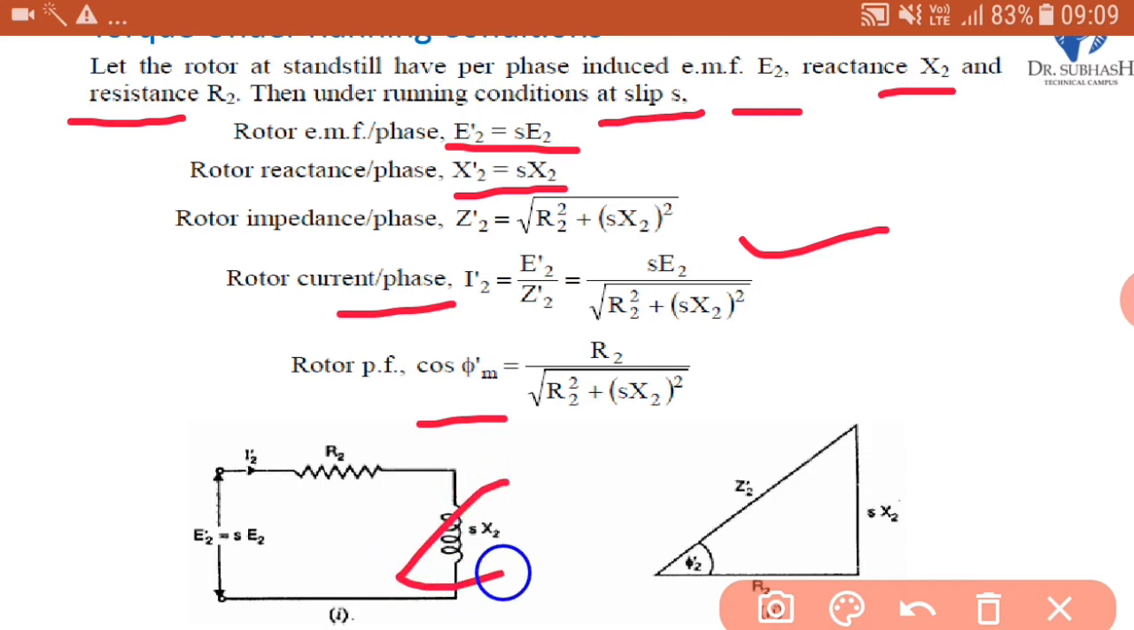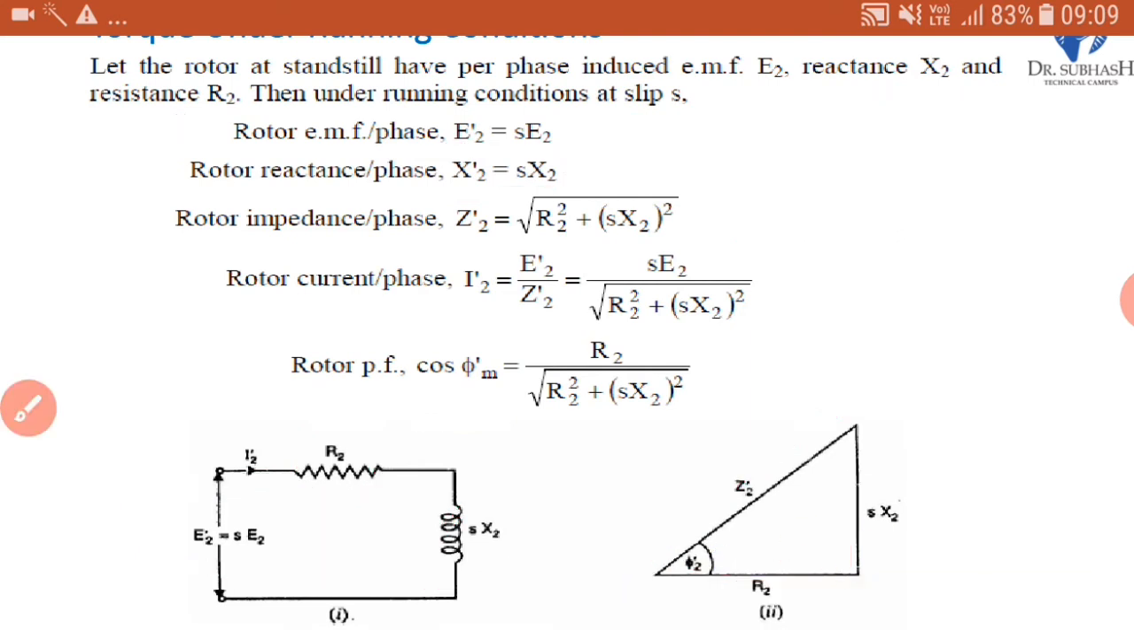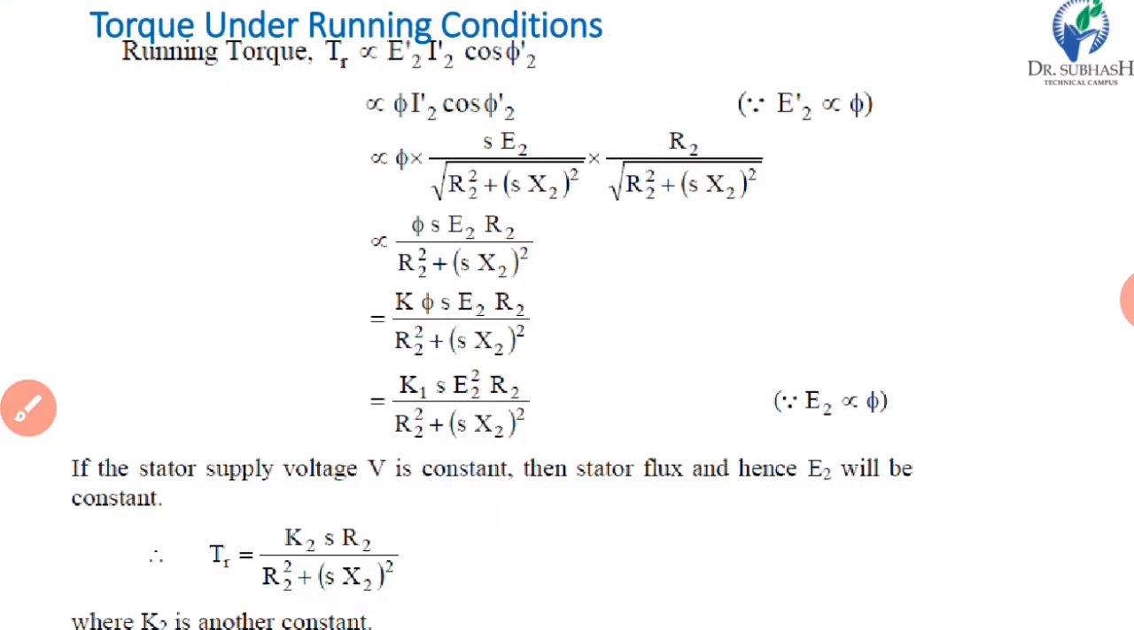Here we can see S into X2, here is R2, the rotor resistance and rotor reactance, and E2 dash is equal to S into E2. Here is the triangle for impedance triangle.